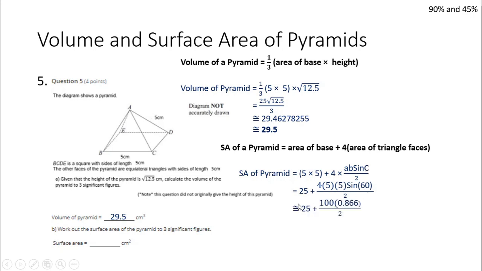Simplifying that down, that's going to be 25 plus 4 times 5 times 5, that's 100. And sine of 60, that's an irrational number. That's why I've got this symbol out here. I didn't want to write out all the digits of it, so I've just written 3 significant figures, but I'm using the exact value from this in my calculation, and I'm leaving the rounding till the end. So this works out to be 68.3. Now that's been rounded to 3 significant figures. You can see my symbol there. So my answer, surface area to 3 significant figures, is 68.3.